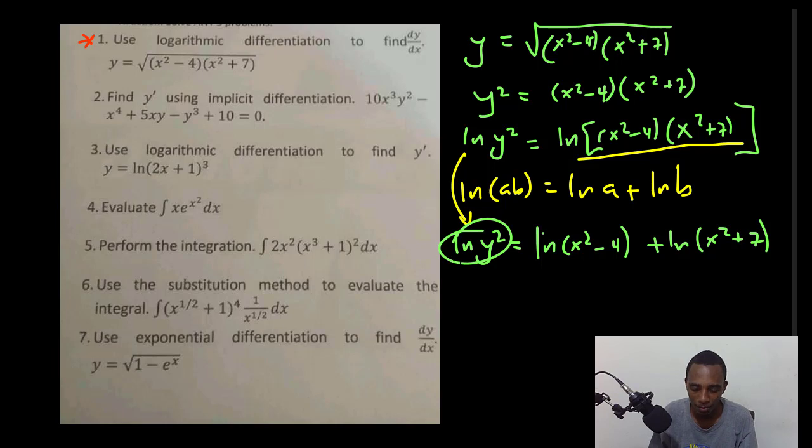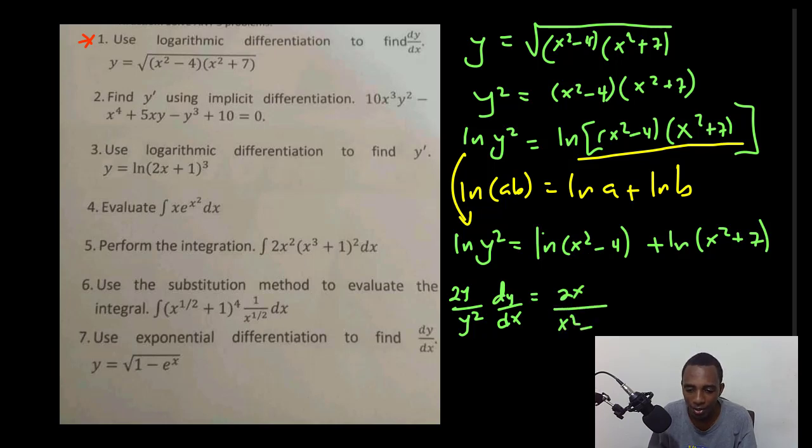So the derivative of this is going to be 2y divided by y squared, dy/dx, equals, here the derivative of this function is 2x, divided by the original function, of course, x squared minus 4, plus the derivative of this function here, that's also 2x, divided by the original function, x squared plus 7, and we're almost there.